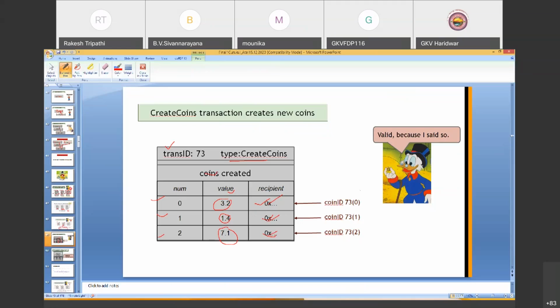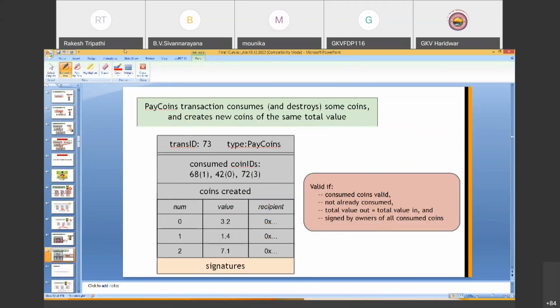So Scrooge is the one who is starting the cryptocurrency, creating coins and giving them to different recipients. This coin will be known by this ID: coin ID 73 parent 0. This coin will be known by 73 parent 1. This coin will be known by 73 parent 2. So two types of transactions are there in Scrooge Coin. One is the create coin transaction, and the second one is the pay coin transaction.